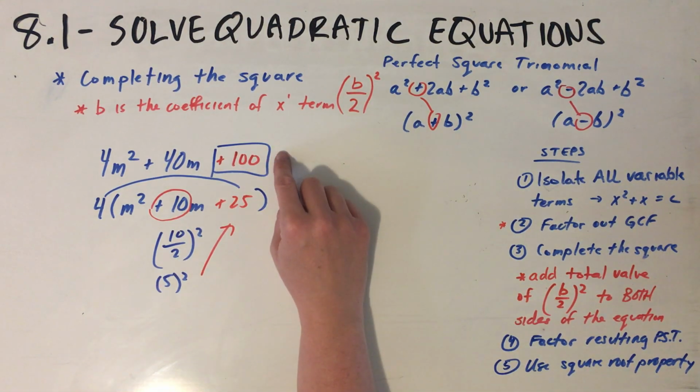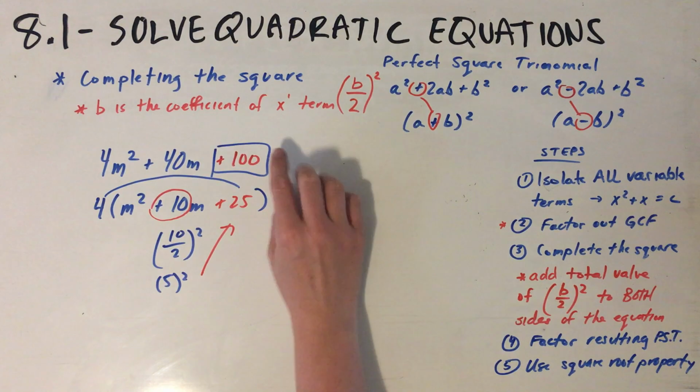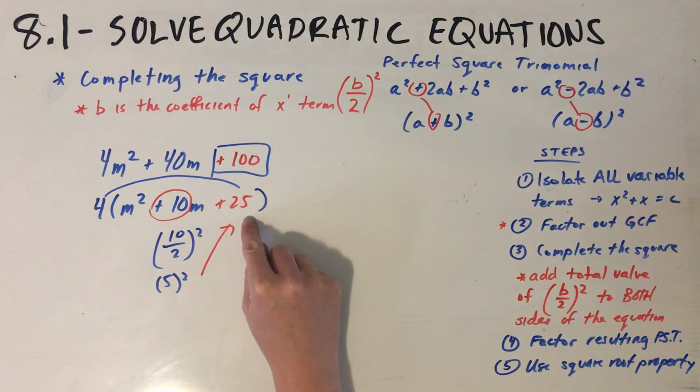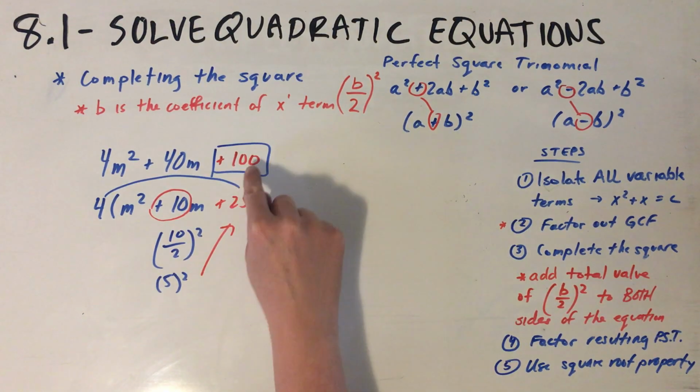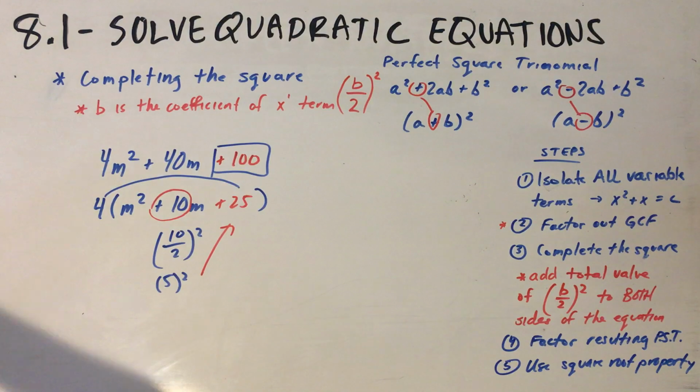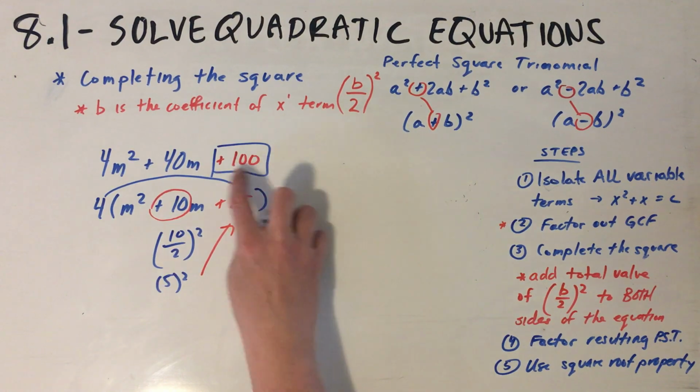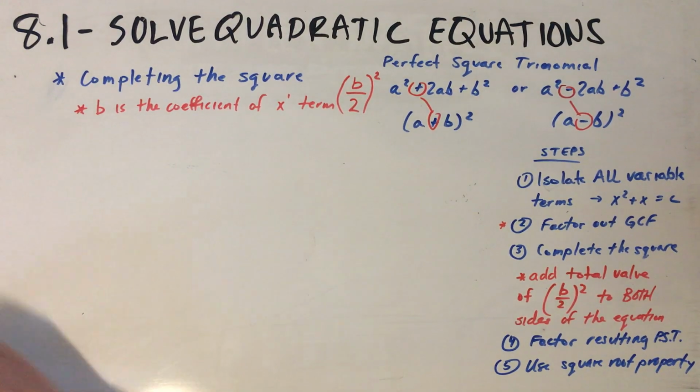This is really important to note when we start getting to the equations, because whatever we do to one side, we have to do to the other, and we want to add the total value. Okay, and in this case, this is not just 25, it's 100. Again, we'll talk about this more. I want to give you one of these and tell me what you would put here to complete the square, and then what the total value is that you would be adding.